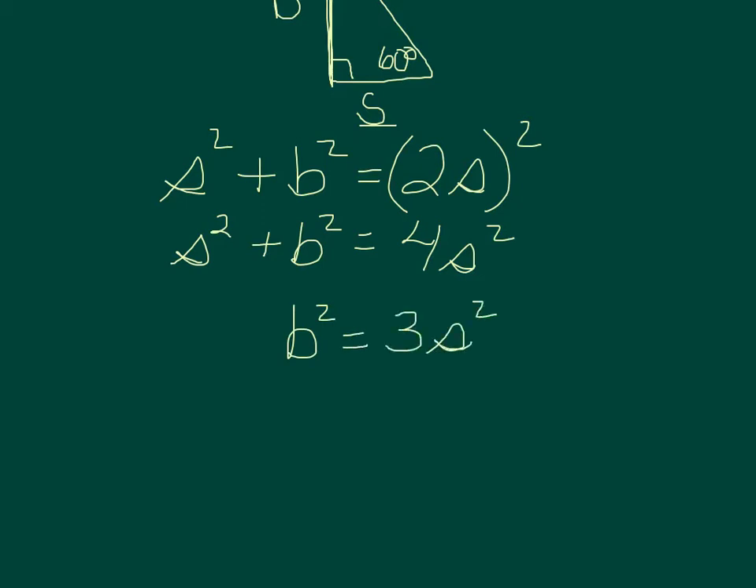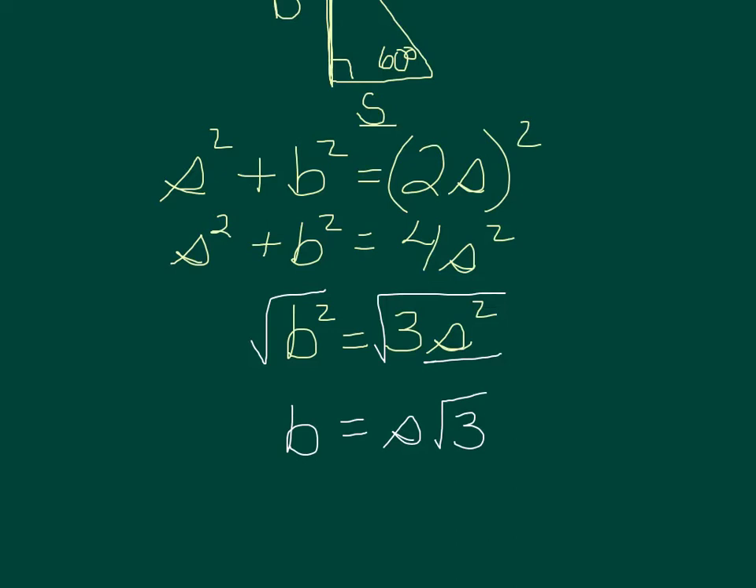So when I subtract s squared from 4s squared, I get 3s squared. And now I'm going to square root both sides to solve for b. And I end up with b equals s times the square root of 3, because remember, I can take this s squared out from underneath my square root sign, and the square root of s squared is s.